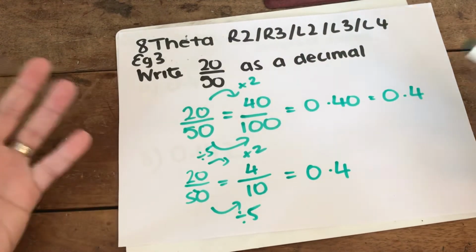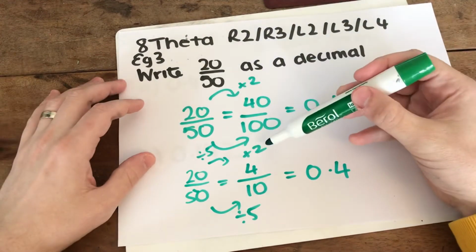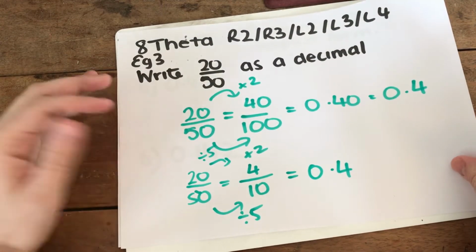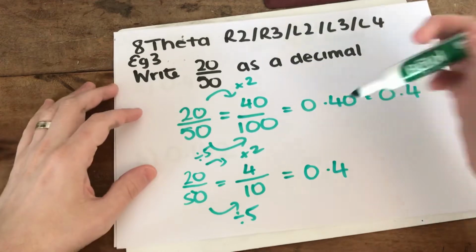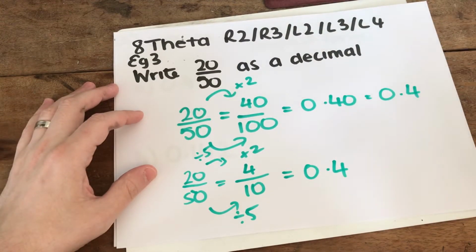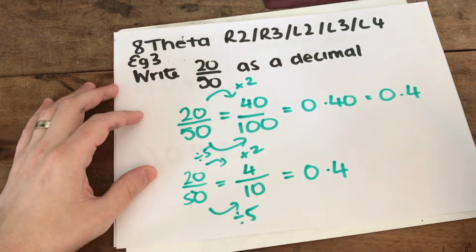Thing to be aware of while you're doing this is whatever you do to the denominator, you do to the numerator. So if you times the denominator by a number, you times the numerator by it. If you divide the denominator by a number, you divide the numerator by that number.